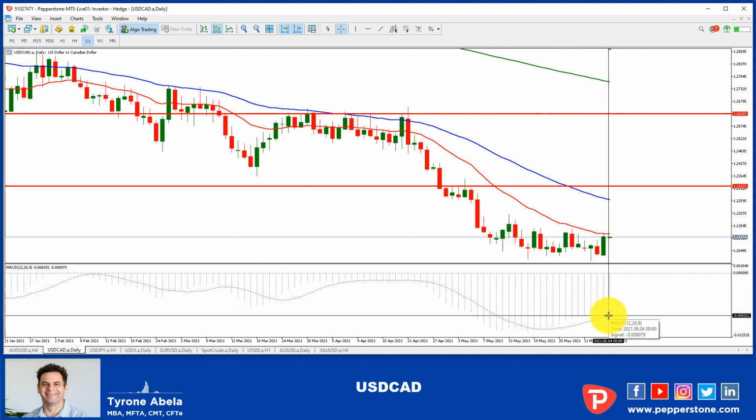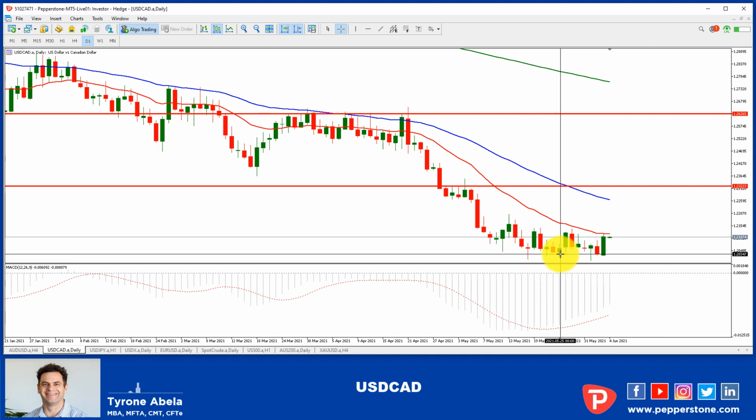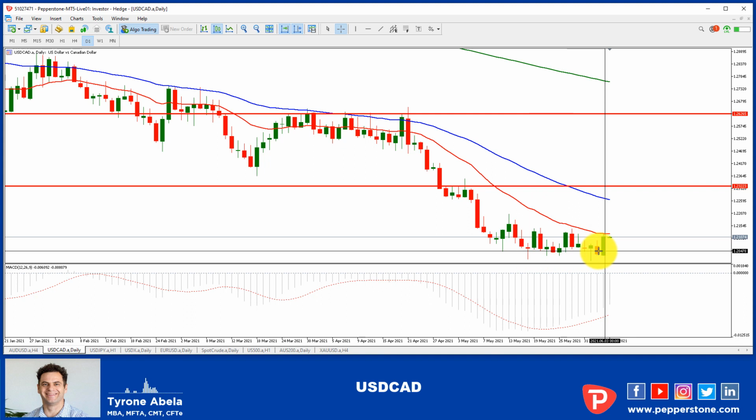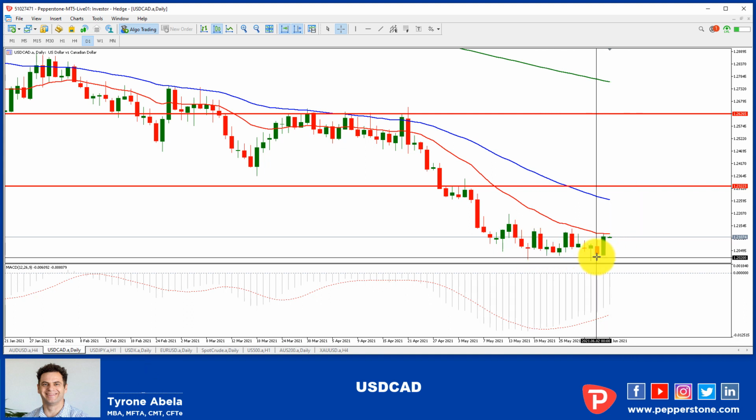I really like this from the standpoint that it doesn't really want to go much lower. It's had a test several times. Like, this is a daily chart. We're talking about weeks and weeks of price action here. So it's found itself at the 20 moving average.